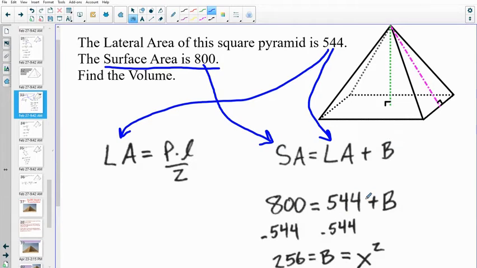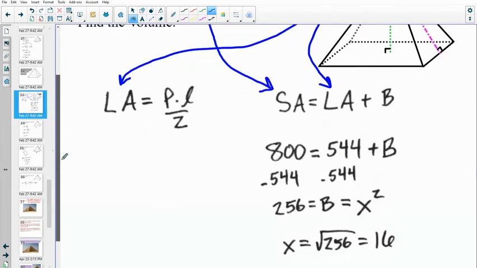So after I plug in the numbers that I know, I can just subtract 544 from both sides and find that the area of the base is 256, which is what we got by just thinking about it on the previous slide. But here we got it using a formula. The area of the base is 256. Since the base is a square, that is side squared, so x squared is equal to 256.